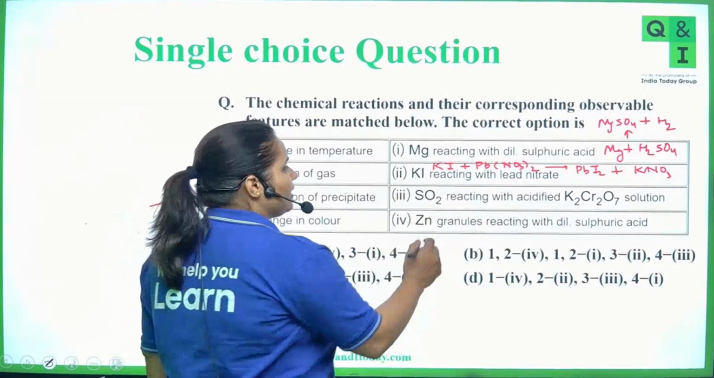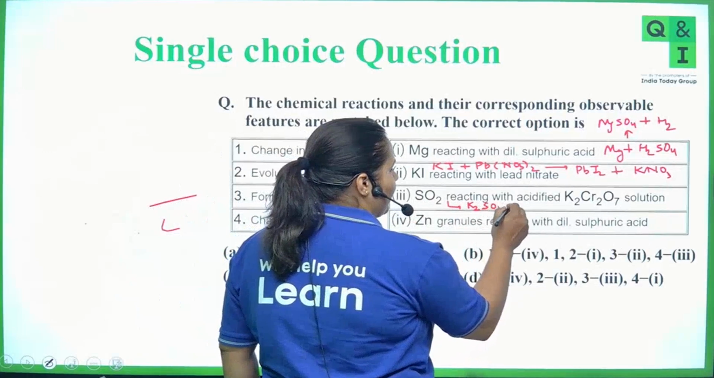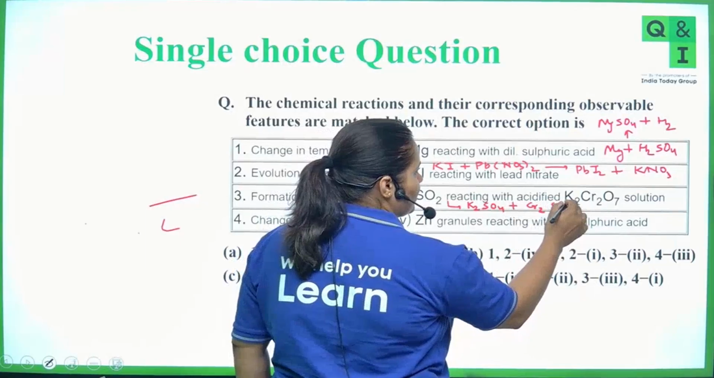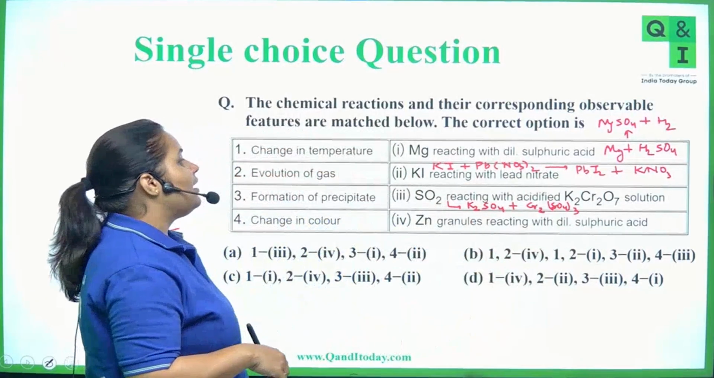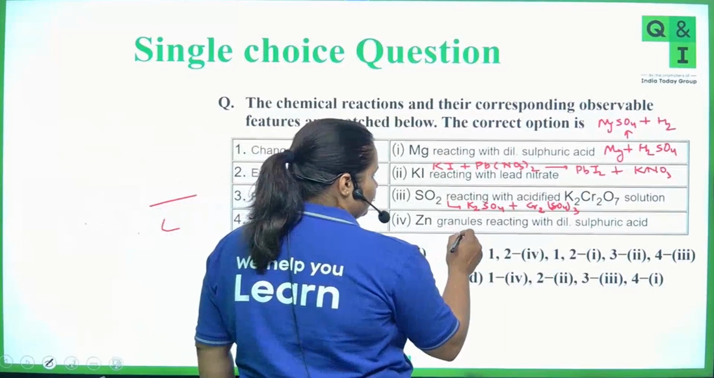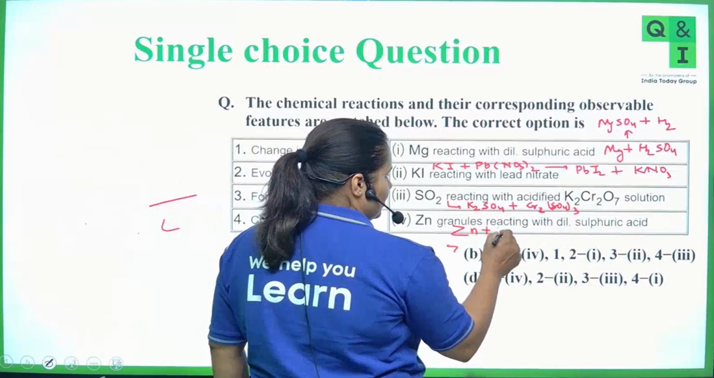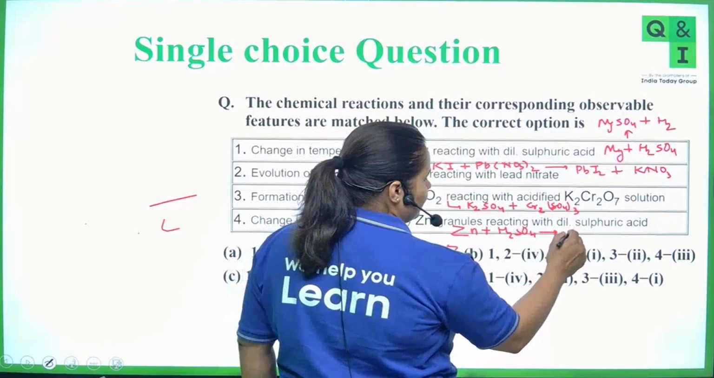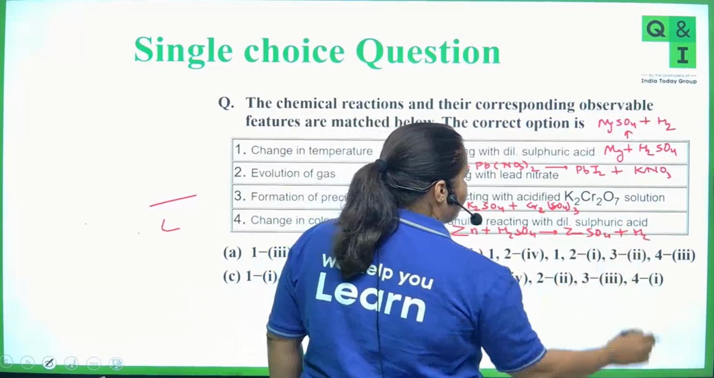Okay, so SO2 reacts with acidified potassium dichromate, so it's a big reaction. Simply, I can say that here potassium sulfate and chromium sulfate are formed. Okay, next one, zinc reacts with dilute sulfuric acid and gives zinc sulfate plus hydrogen gas.